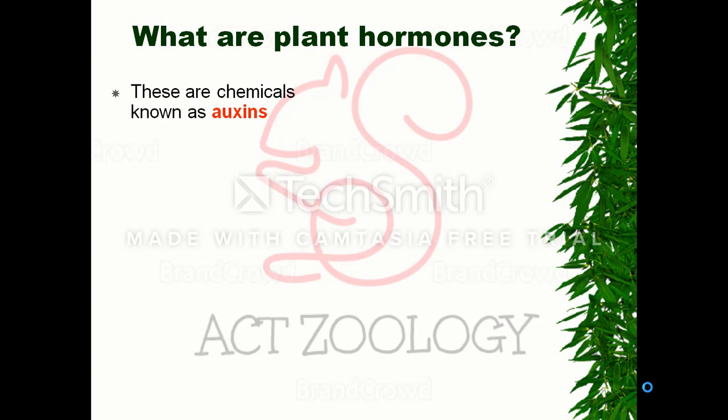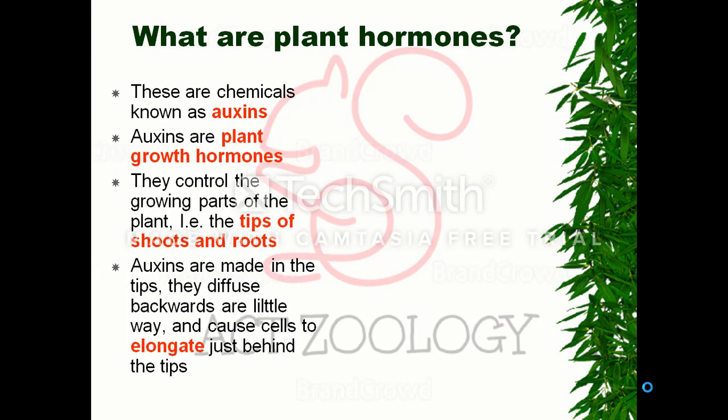So what are plant hormones? There are different types of plant hormones like auxin, cytokinin, gibberellins, ABA. These are the chemicals known as auxins. Auxins are the plant growth hormones which are necessary for plant growth. They control the growing parts of the plant, that is the tips of the shoot and the roots. Auxins are made in the tips, they diffuse backward a little way and cause the cells to elongate just behind the tips.